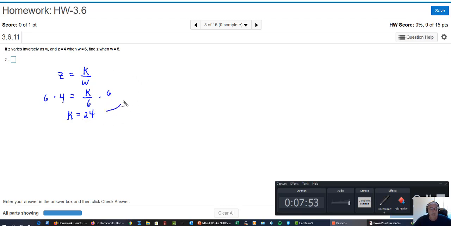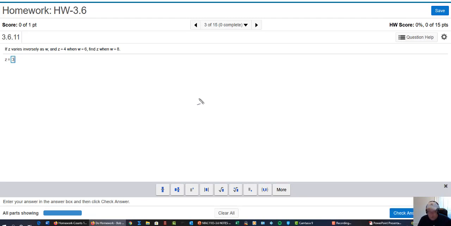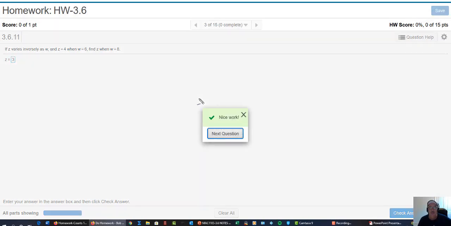Then we will take that 24 and plug it back in to establish the relationship between Z and W, the inverse relationship. So Z now will be 24 divided by W, and then solve. It says with this relationship, find Z when W equals 8. If you know what you're doing, this is really just 24 divided by 8 for the final answer of 3. And yes, we will check it because I know everyone likes to in here. So I'm going to plug the 3 in there, and nice work.